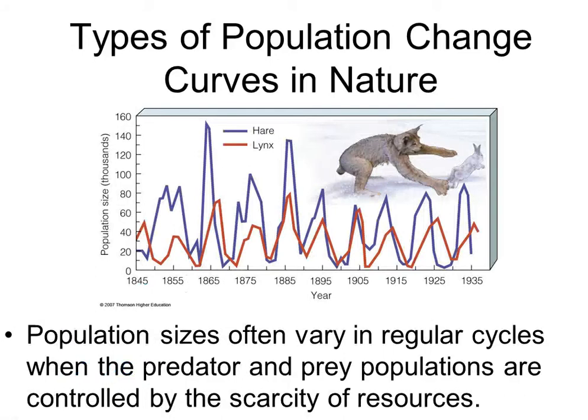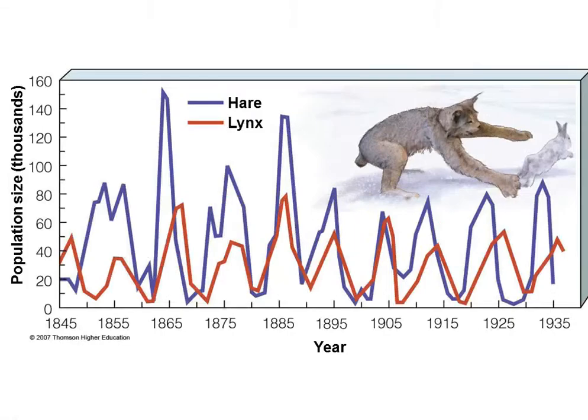For example, they often vary in regular cycles for predator and prey being controlled by a scarcity of resources. So this is a traditional study result of the hare and the lynx that explained why lynx depended on hare and vice versa for populations. And you can see that when there are lots of hares, the lynx population increases, and when hares are scarce, then the lynx population decreases. And here it is in a larger format.